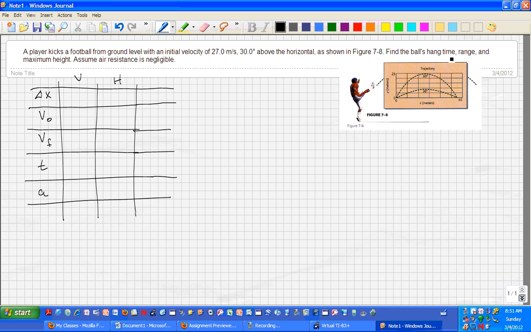All right, what we've got is an example of something being launched at an angle. Works the same way as any other projectile problem. What we're going to do is fill in our table with the things we know. We don't know a heck of a lot.